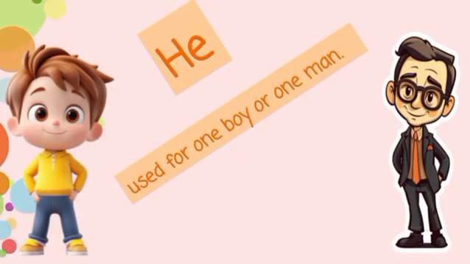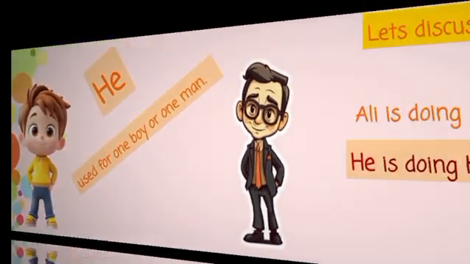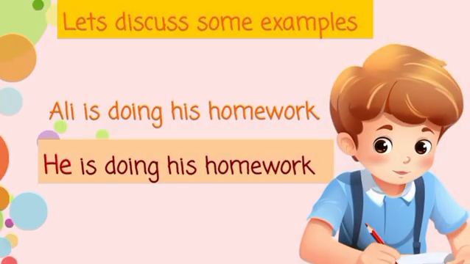First of all, we'll discuss pronoun he. He is used for one boy or for one man. For example, if I say Ali is doing his homework, here Ali is the name of a boy. I can replace Ali with pronoun he. I can say he is doing his homework. Here he is pronoun of noun Ali. Ali is doing his homework or he is doing his homework.